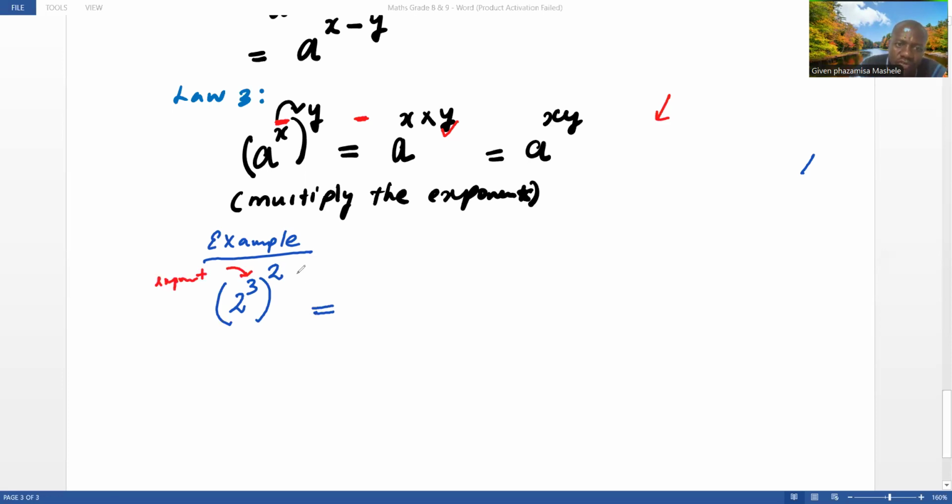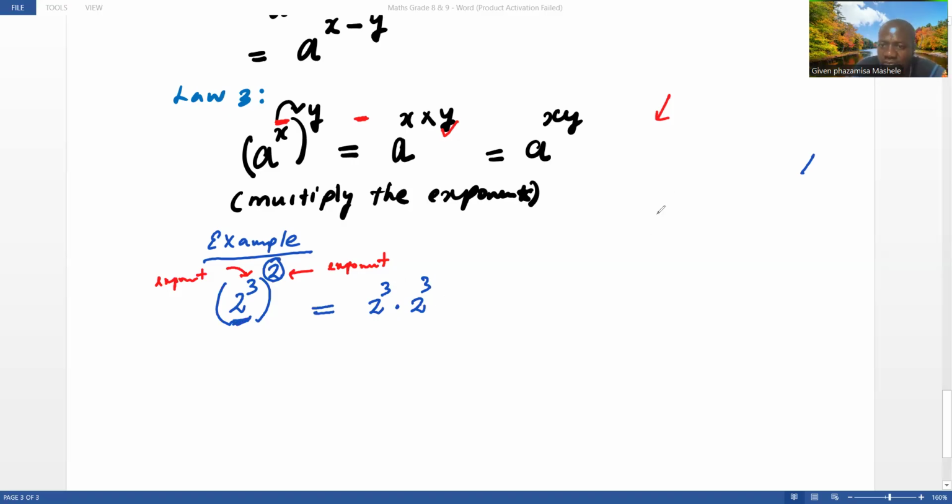And even 2, it's also an exponent. But let's first deal with the exponent which is outside the bracket. What does this mean? It means this one is telling us how many times we can repeat this. So we have to repeat this 2 times. So it's going to be 2 to the exponent of 3 multiplied by 2 to the exponent of 3. So I'm repeating. This is telling me how many times can I expand this? It will just be 2 times.